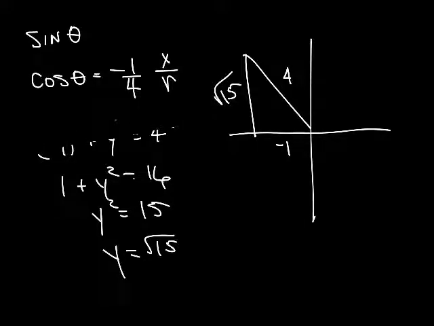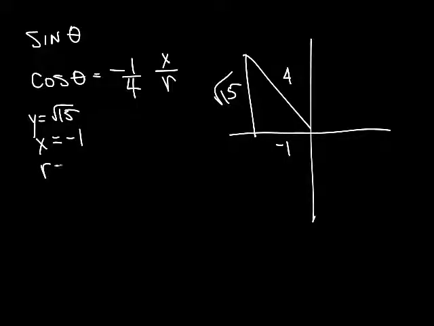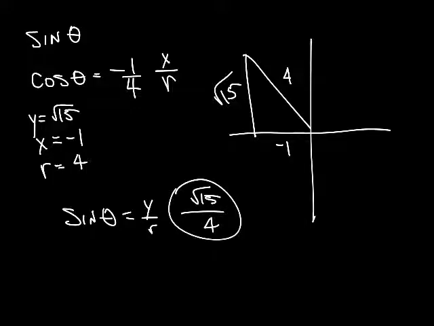So let's erase all this stuff. And let's do y equals square root of 15, x equals negative 1, r equals 4. So the sine of theta is y over r. So our y is the square root of 15, our r value is 4, and that is the sine of theta, what we are looking for in that problem. Which one did I just do? 56.